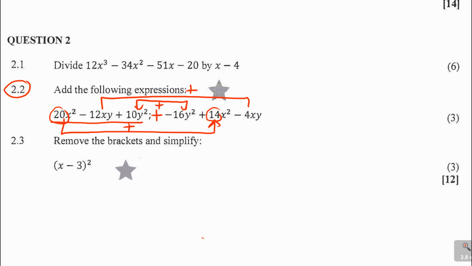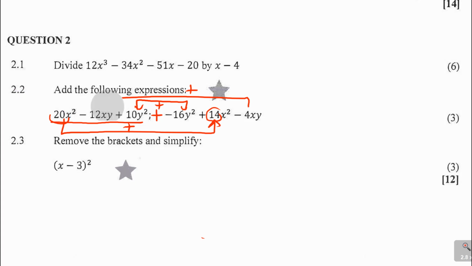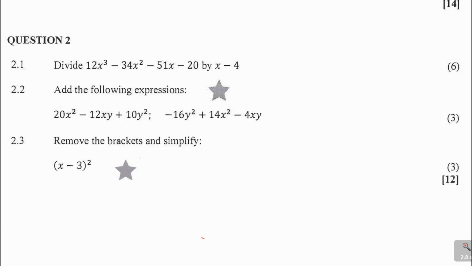Use a calculator. Say for example, when it comes to negative 12xy, you just say minus 12, and then look at the other xy, it's minus 4. That's the answer. It is minus 16, but you maintain xy. Again, 10 and negative 16, you're going to say 10 minus 16, and then you get the answer. So guys, it's basic algebra, basic algebra.